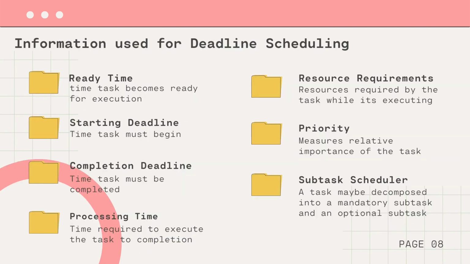Information used for deadline scheduling. Ready time: when the task must become ready for execution. Starting deadline: when the task must begin. Completion deadline: when the task must be completed. Processing time: the time required to execute the task to completion. Resource requirements: the resources required by the task while it is executing. Priority: it measures the relative importance of the task. Subtask scheduler: a task may be decomposed into a mandatory subtask and an optional subtask.